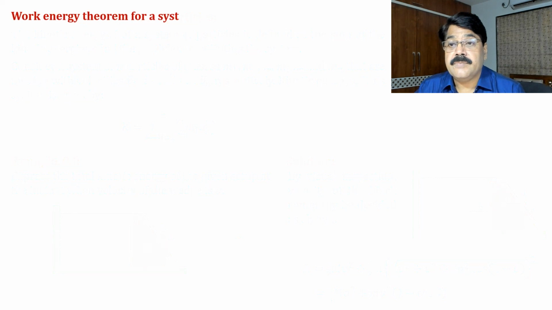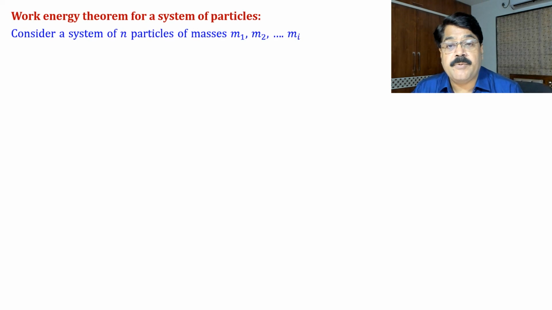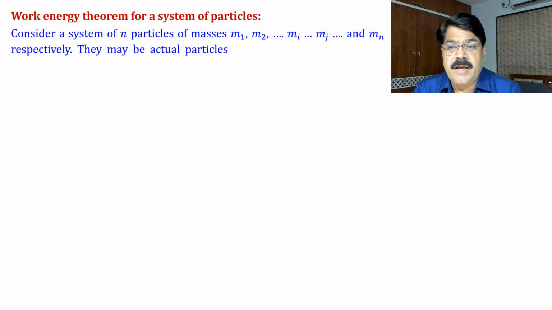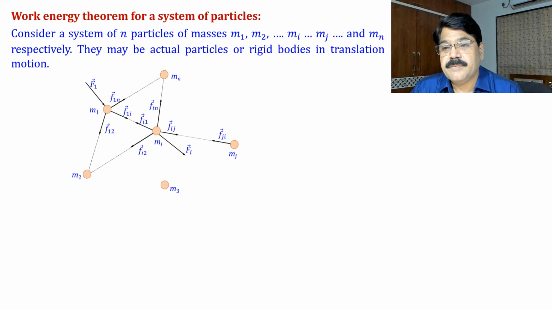Work energy theorem for a system of particles. Consider a system of n particles of masses m1, m2, mi, mj and mn respectively. They may be actual particles or rigid bodies in translational motion. As we have seen earlier, the notion of a particle in mechanics carries two meanings: either it is a point mass or a body in translational motion. Here a diagram is shown. Several particles, say here m1, m2, mi, mj, m3, mn. All the particles are not shown.